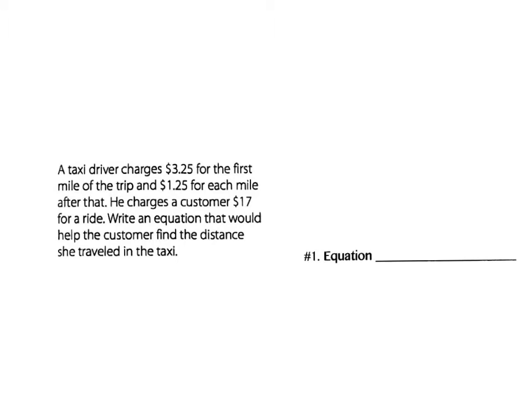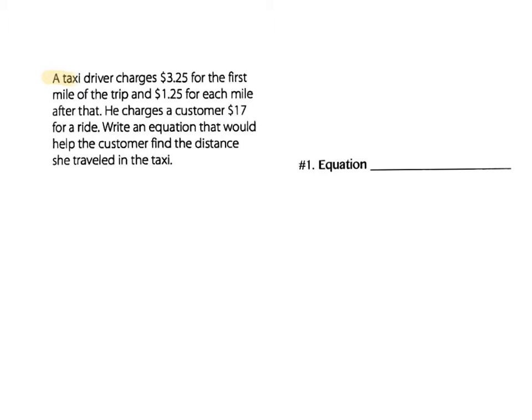Okay, a taxi driver charges $3.25 for the first mile of the trip. So that's just for the first mile. And then for each mile after that, it's $1.25. And then he charges a certain customer $17 for one ride. And so now we're going to work that out.